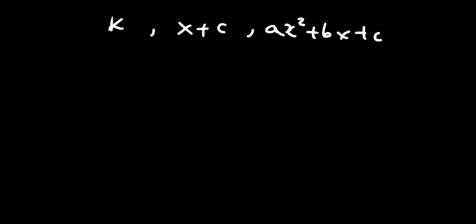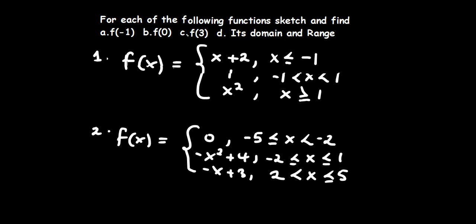Now let us dive straight into a question. We have these two questions here. For each of the following functions, sketch and find f of -1, f of 0, f of 3, and its domain and range. The first one is a piecewise function defined by a linear equation, by a constant which is 1, and then by a quadratic function which is just x squared. So this is how a piecewise function looks.